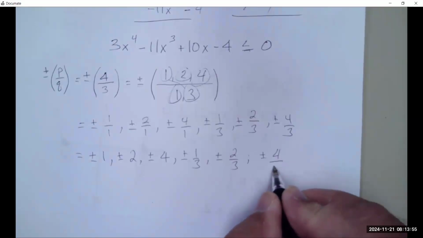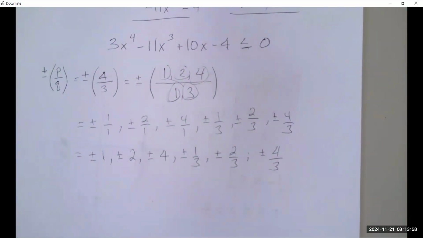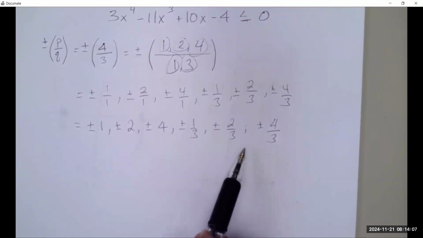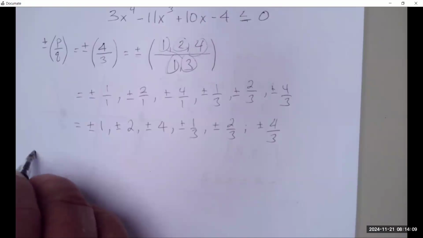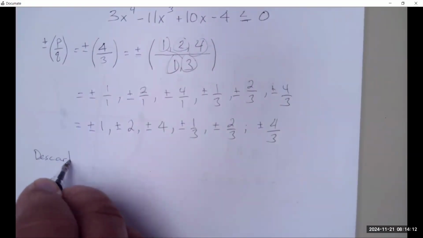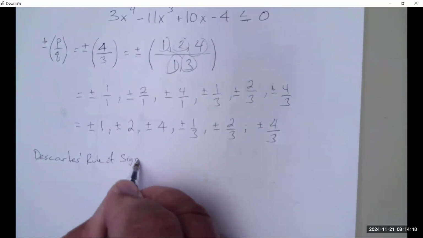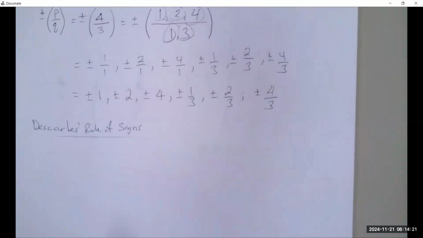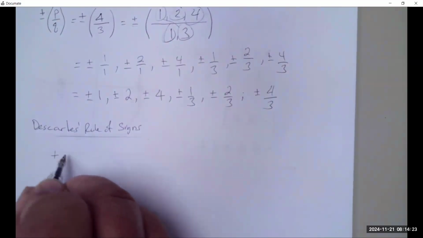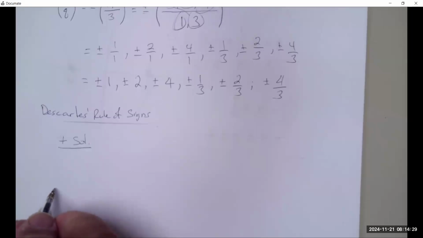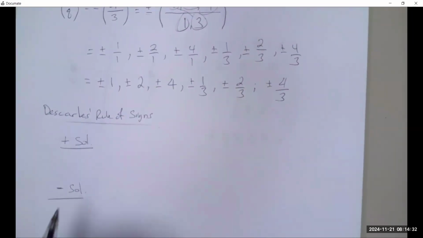Are we done? No, not yet. Remember, we had an infinite number of possible answers to begin with. We narrowed it down to these 12. Can we narrow it down any further? Oh yeah, we can find how many of each there are. Using Descartes' rule of signs, we can determine how many positive solutions we're going to have, and then we can also figure out how many negative solutions we're going to have. So this narrows it down even further.